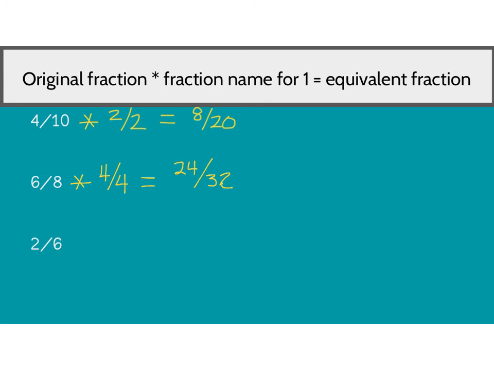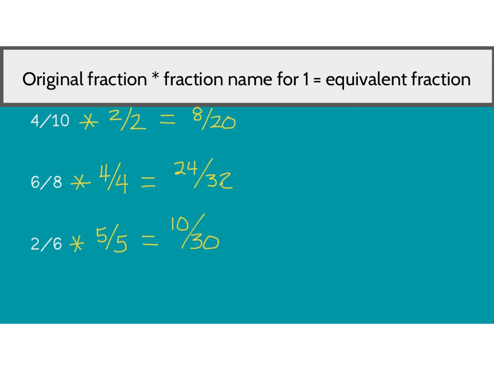Let's look at the next one. We have 2/6. Let's say that I pick 5/5 this time, again using a fraction name for 1. We're going to multiply 2 times 5, which is 10, and 6 times 5, which is 30. Here is my equivalent fraction, 10/30.